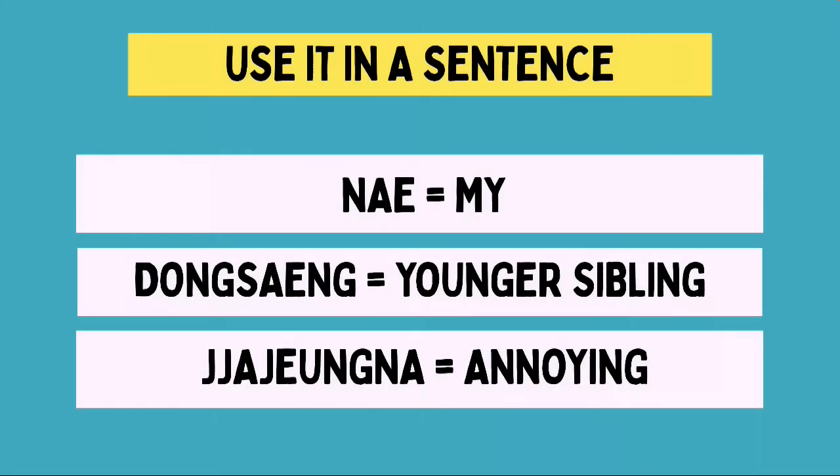The first part of the sentence is 내, and this means my in Korean. But don't forget that 내 is followed by dongsaeng. Dongsaeng is our word for today, which means younger sibling. So when we say 내 동생, it means my younger sibling, which pertains to the subject of the sentence. And the last part of the sentence is 짜증나, which means annoying. And this is used to describe my younger sibling. And therefore, if these are combined, it would result to a sentence that means my younger sibling is annoying.